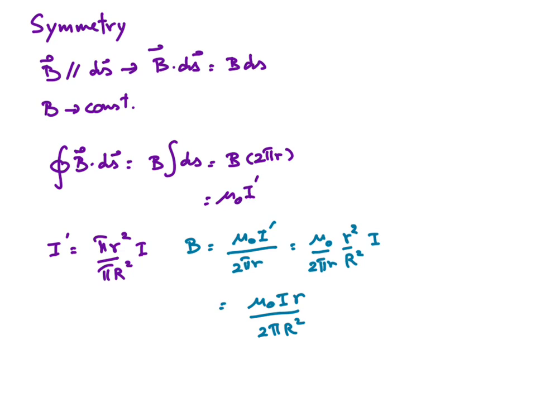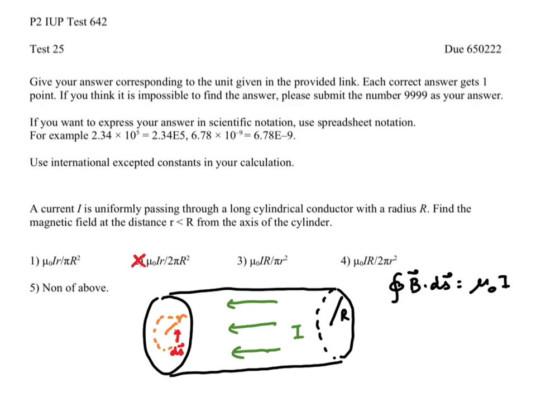Okay. First, to do that, we look at the symmetry. The first symmetry is that we know that B is parallel to ds. Here ds is a displacement vector, the displacement vector that lies along the closed path here. Okay, and it follows the right hand rule. If you point your thumb in the direction of the current and curl your forefinger, that is the direction of ds around this closed loop.